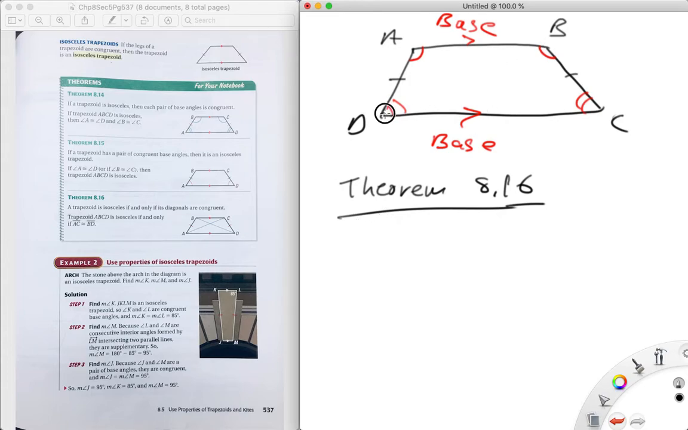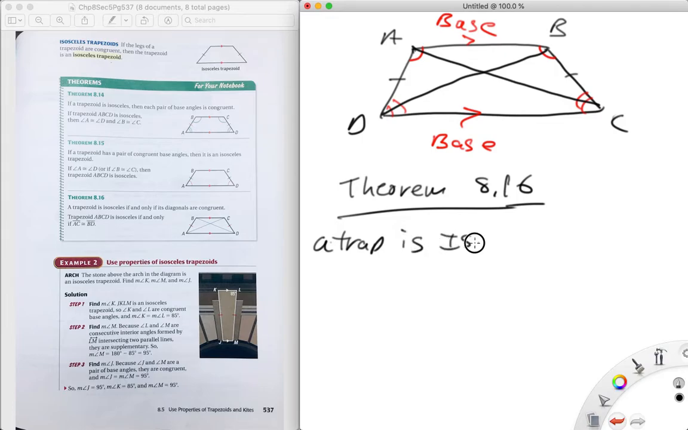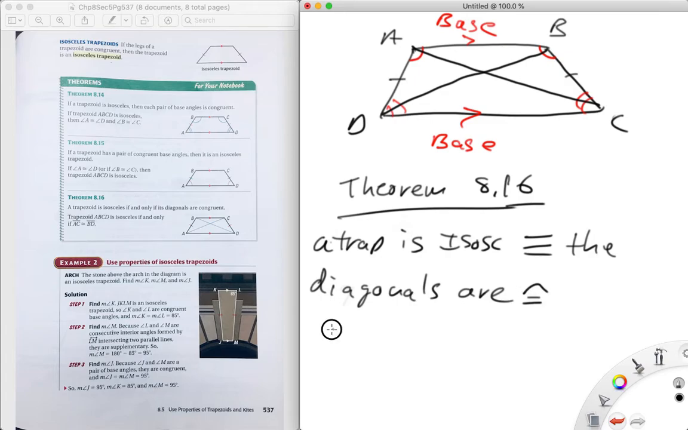And 8.16 says that we have diagonals AC and DB, and a trapezoid is isosceles if and only if the diagonals are congruent. So in this case, AC is congruent to BD.